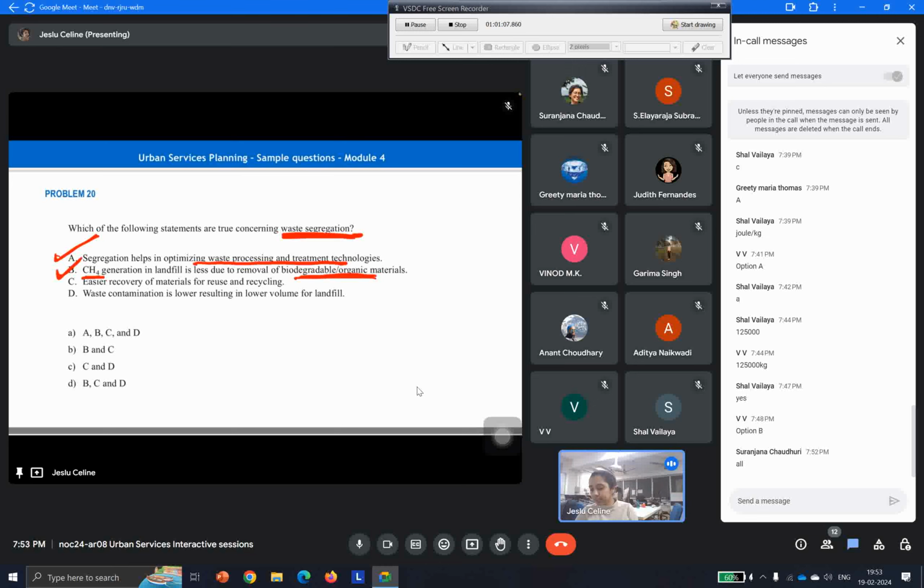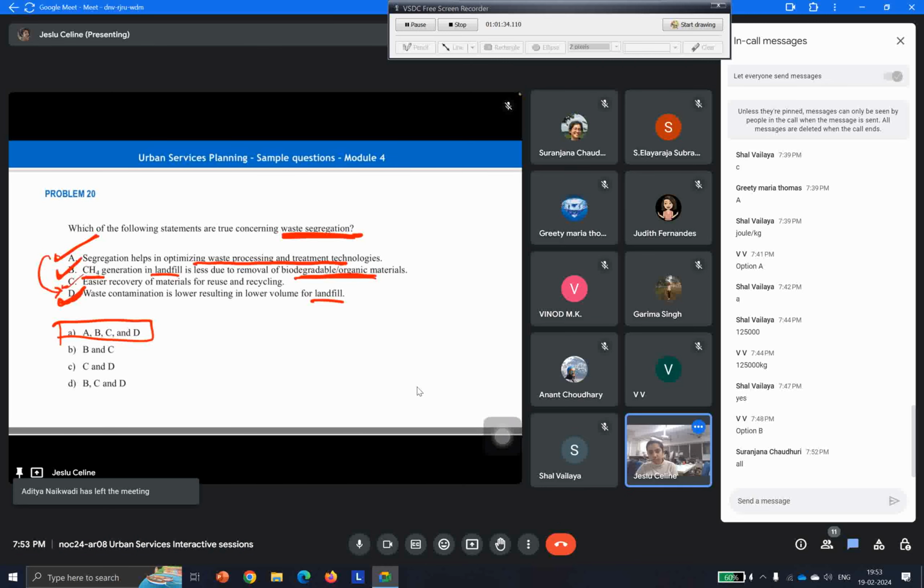And then C, easy recovery of materials for reuse and recycling. It's the same as this, so yes, that's also there. Waste contamination is lower, resulting in lower volume of landfill. Yes, so this is also there. Both of these are talking about landfill. Yes, so Ranjana ma'am is right. It is all of them, which is A, B, C, D.